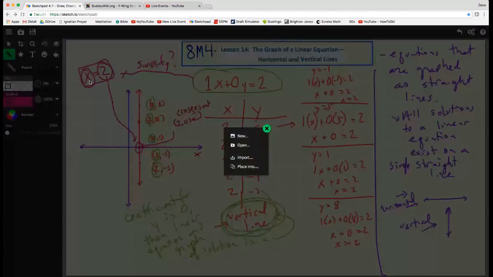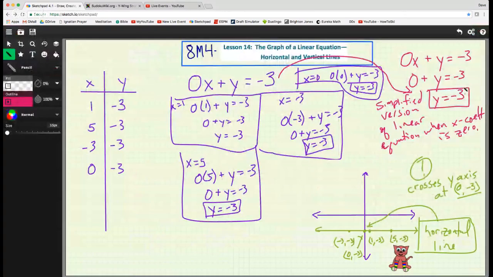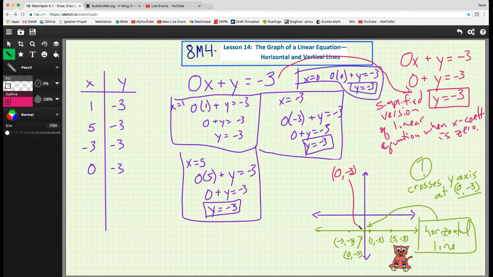Notice what happens with the y when we have a y equals a constant. When we have y equals -3, we have a horizontal line that crosses at 0, -3. It crosses the y-axis at -3.